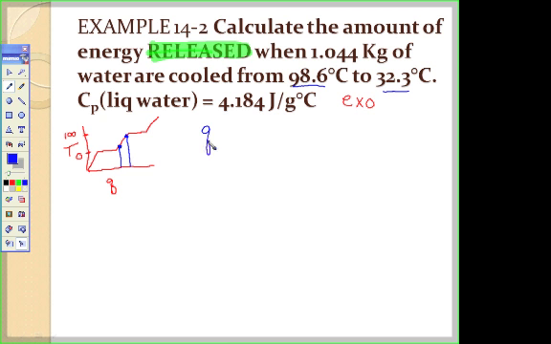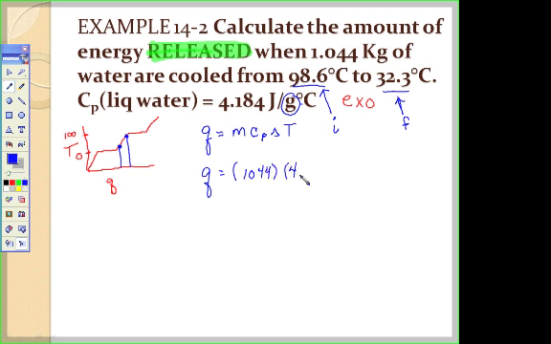So I'm going to use the MCAT formula. Q is mass times the specific heat capacity of water times the change in temperature. Now, notice that's my initial temperature. That's my final temperature. That will be important as we work this. So Q, which is equal to delta H at a constant pressure, mass has to be in grams because my heat capacity is in grams. So I'm going to convert my kilograms to grams.